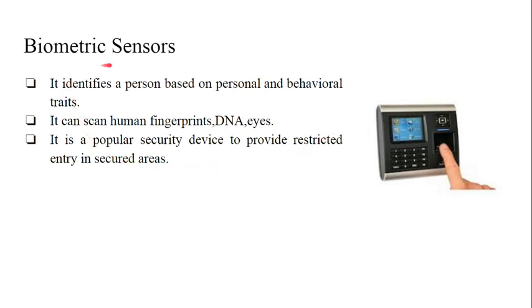Next is biometric sensors. It identifies a person based on personal and behavioral traits. It can scan human fingerprints, DNA and eyes. It is a popular security device to provide restricted entry in secured areas. It is usually used for punching or marking attendance in offices or in other institutions.